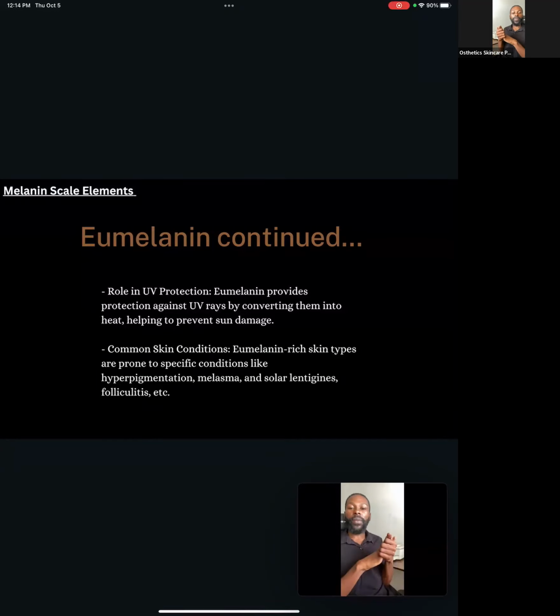Okay, now the common conditions that are associated with someone having eumelanin-rich skin would be obviously hyperpigmentation, solar lentigines, folliculitis, and things of that nature.